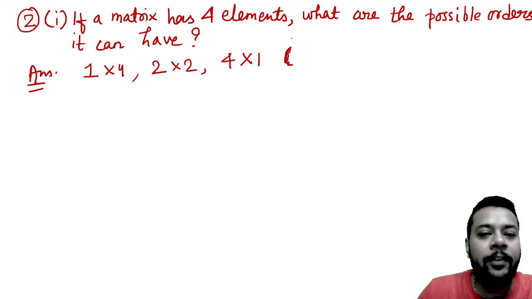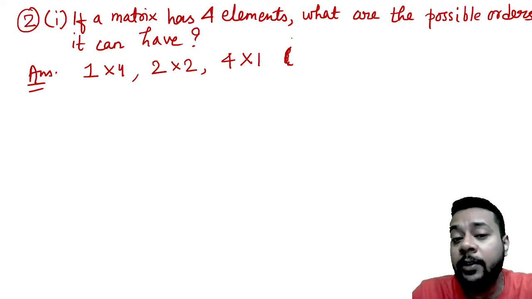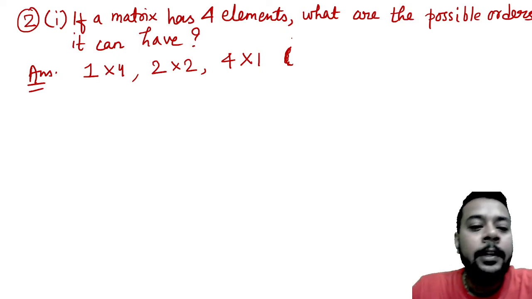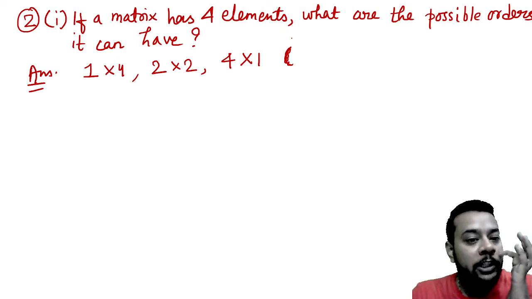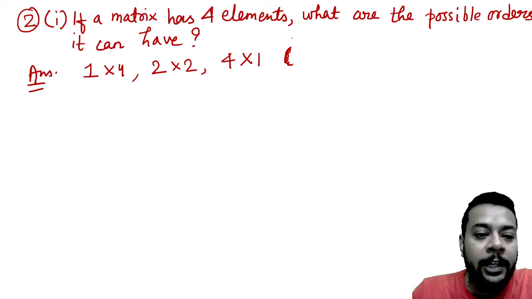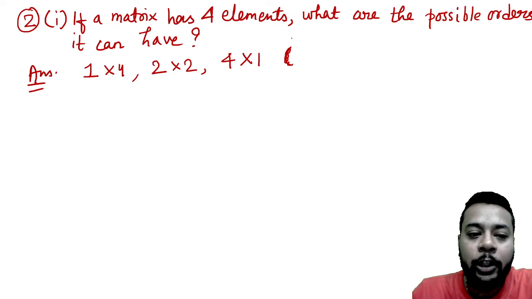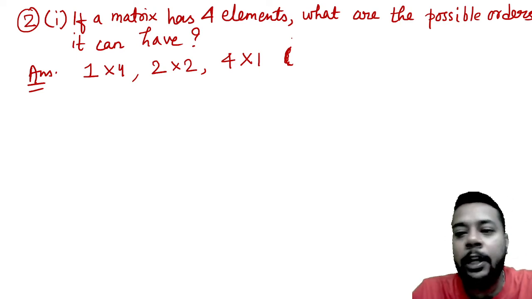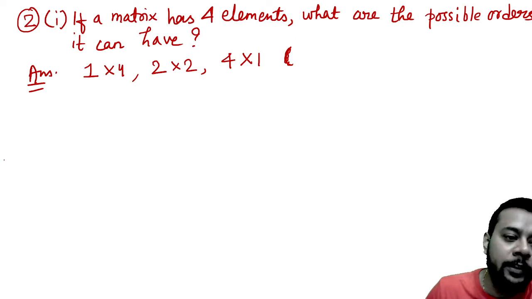I repeat what I have done. You just see the factors of 4. The factors of 4 will be simply 1, 2 and 4. So in this, what you have to write are the possible orders. In the 1's table it goes 4 times, in the 2's table it goes 2 times, and in the 4's table it goes 1 time. So this is how you can frame the possible orders of the matrix.